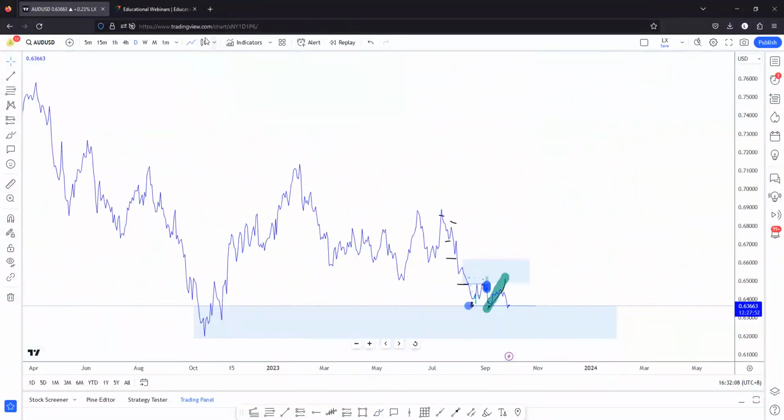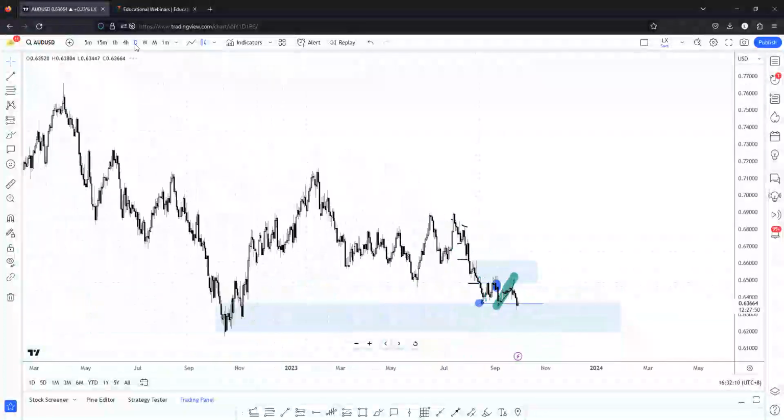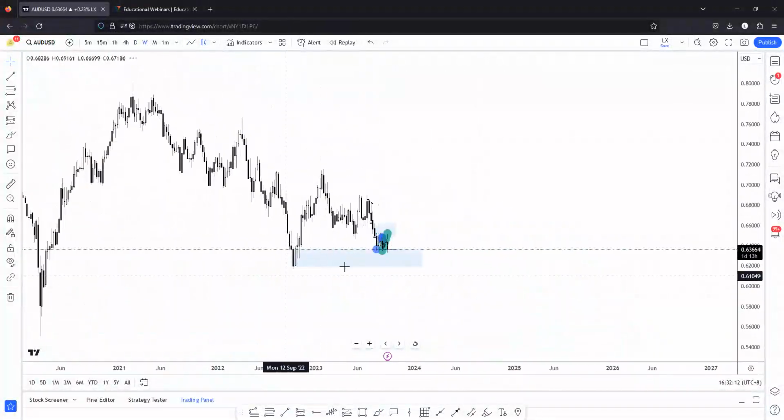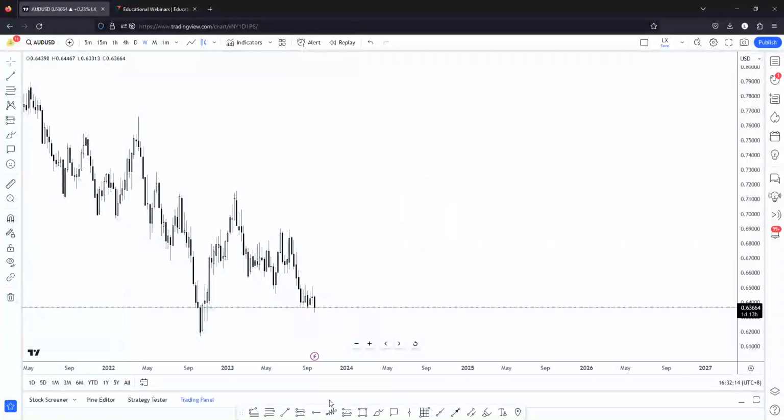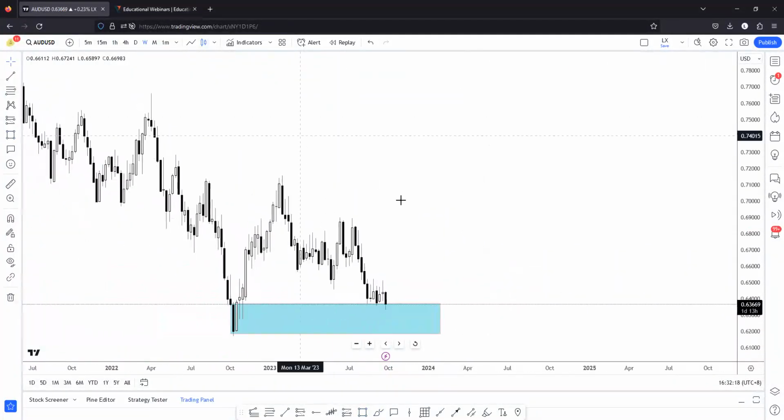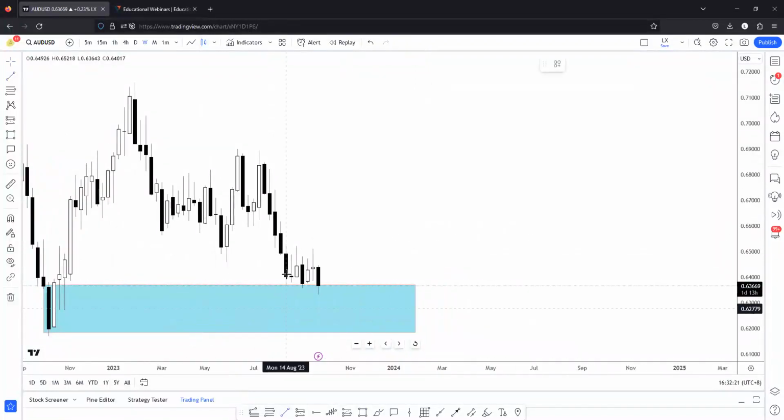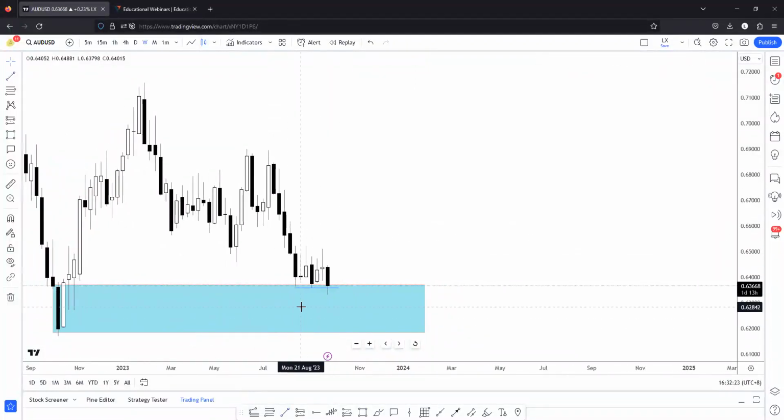So we have this zone on the weekly. You can see this region. So let me just remove all of that, right? We have the same region. My price came in on the weekly. You're seeing this area that has been tested 3 times, the low here.